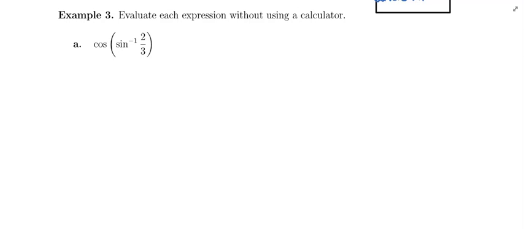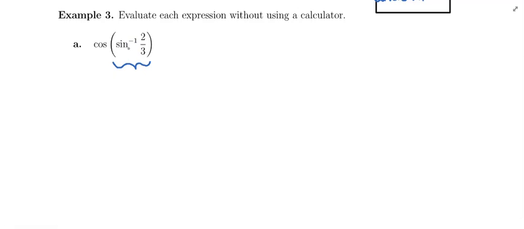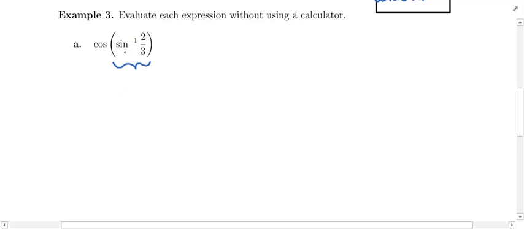Example 3. Evaluate each expression without using a calculator. In part A, we are looking for the cosine of the sine inverse of 2/3. If you followed the order of operations, you would start inside the parentheses. Inside the parentheses, you have sine inverse of something. Remember, sine inverse is going to return an angle.